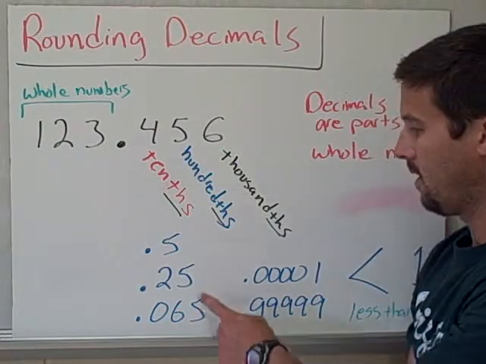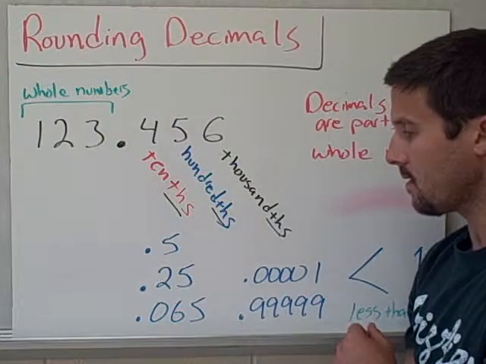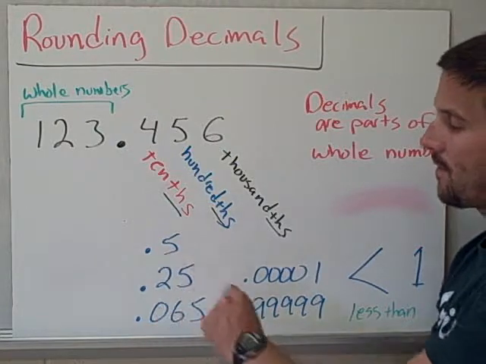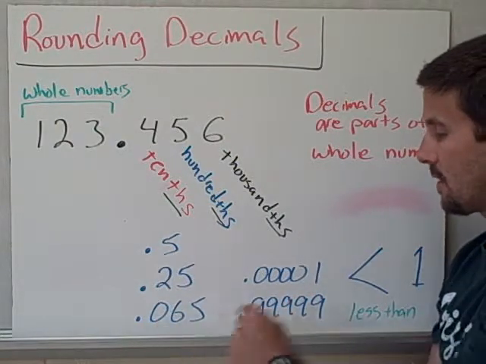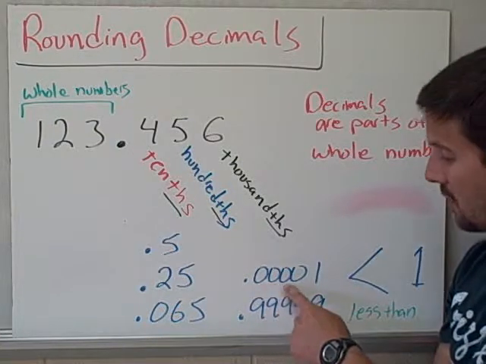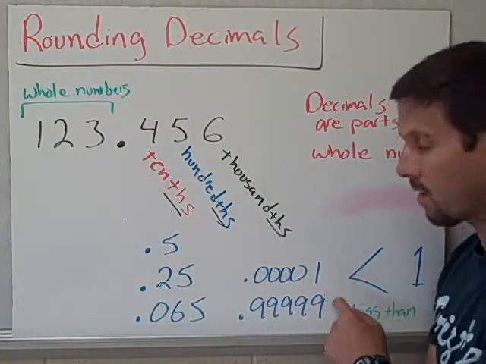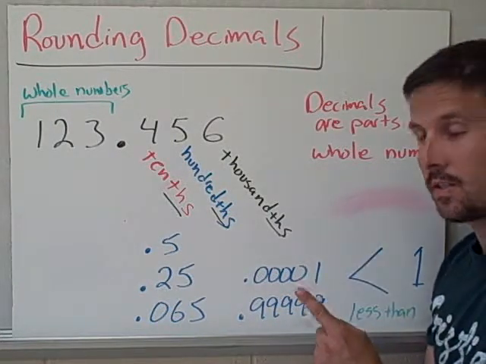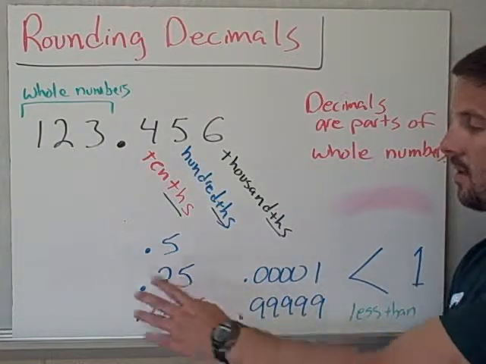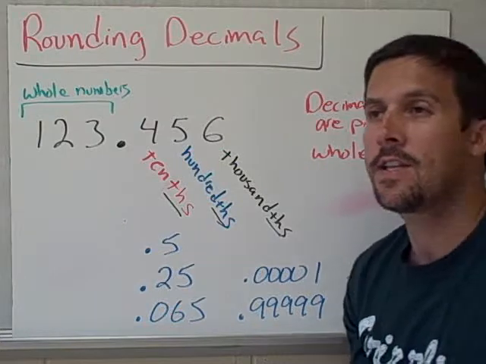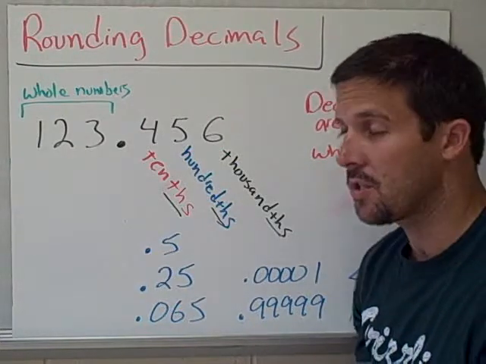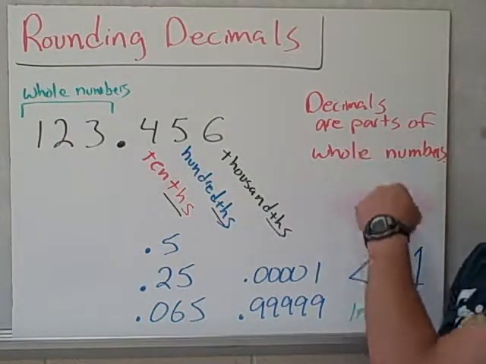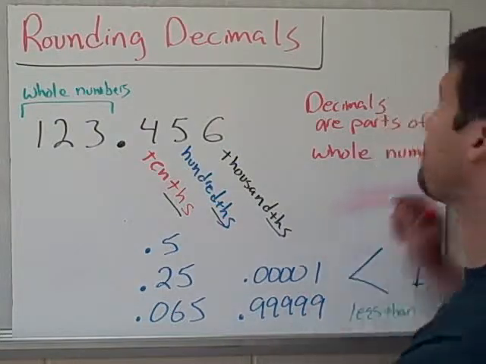This is an example of what decimal numbers are. They are actually numbers that are part of, or have not yet made it to, the whole number 1. In fact, all of these decimals, like 0.5 or 0.25 or 0.065, even 0.00001, which is a very small number, or 0.99999, which is almost to the number 1 but not quite, are all less than 1. So anytime you see a decimal, we're talking about a fraction, or just a number that has not made it to the whole number 1. Decimals are just parts of whole numbers.